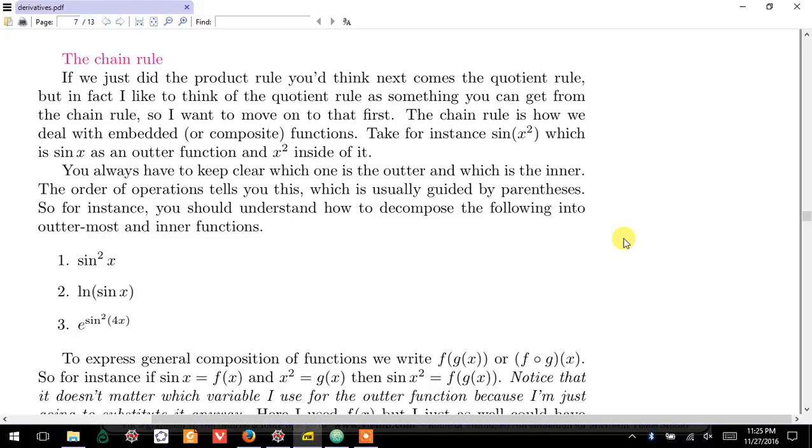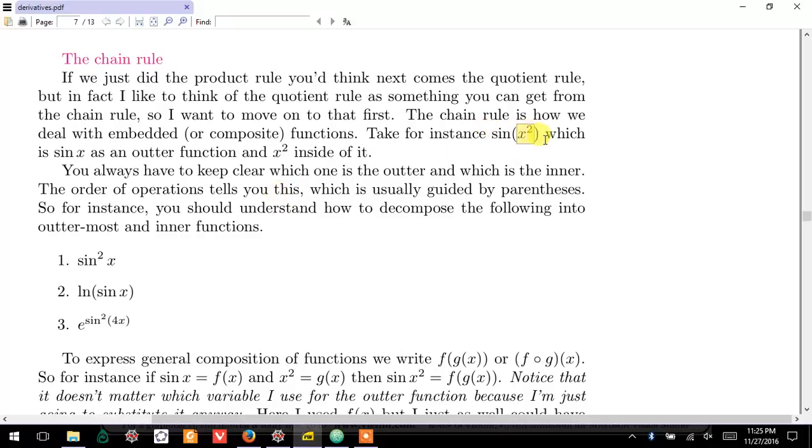The next thing to talk about, this is another rule for composite functions, but this time I really mean the composition of functions, functions embedded inside of other functions. A fairly easy to understand example is sine of x squared, where x squared is embedded inside of sine, and we often say that this is the composition of sine of x with x squared.